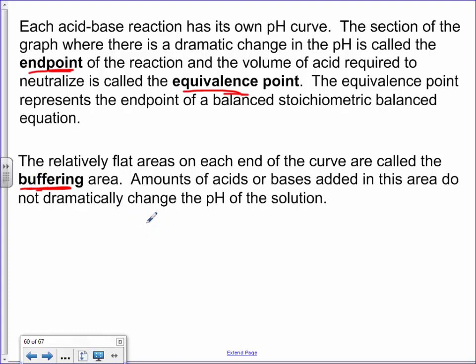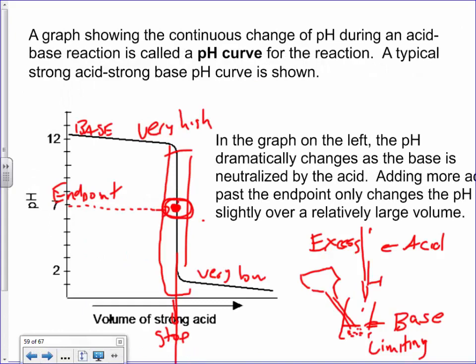A buffering area in chemistry refers to an area of very little change. So this is probably just a brand new definition of the word buffer. I guess it has multiple different meanings. A buffer in chemistry is something that does not change very much. Where on this graph do you have areas that do not change?